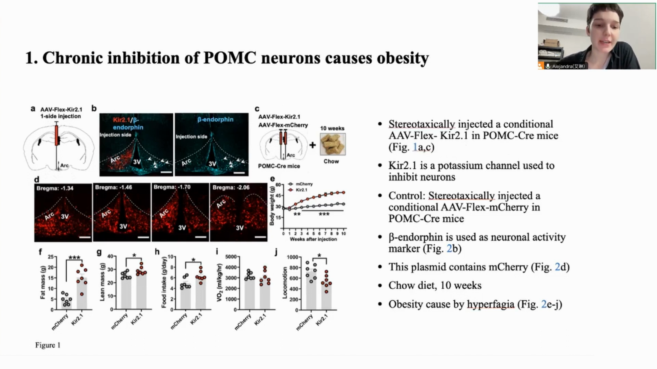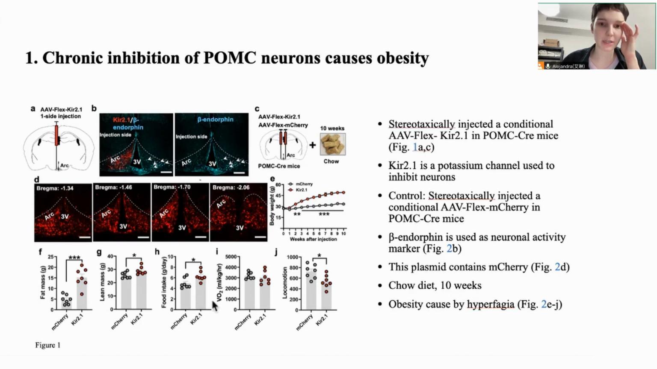To make sure POMC neurons were inhibited, they performed different experiments. For example, they checked for POMC peptide expression, such as beta endorphin, as it is known to be sensitive to neuron activity levels. The immunostain for beta endorphin shows an obvious reduction of expression in the injected site. They also performed electrophysiological recordings on POMC neurons, and they exhibit a more hyperpolarized resting membrane potential.